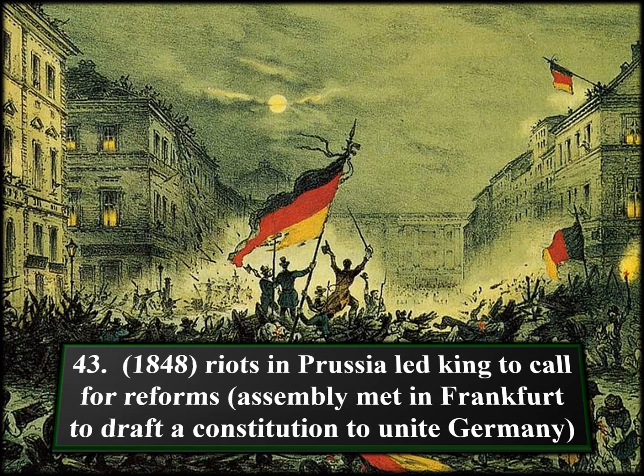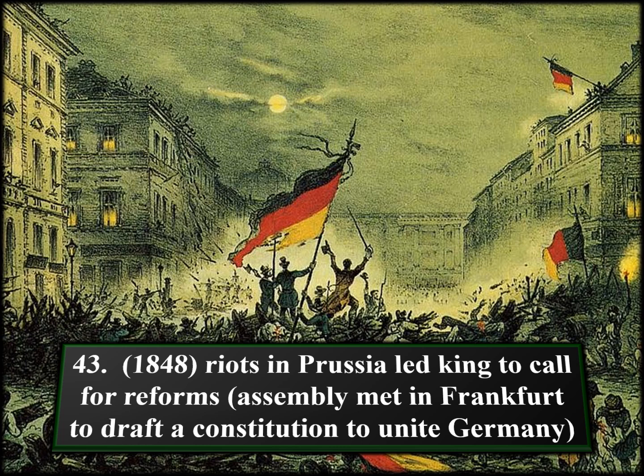Now, our last little experiment with the 1848 revolutions, we need to talk about Prussia, in the German Confederation. In 1848, riots in Prussia led the King of Prussia to call for some reforms, trying to stave off a complete disaster. He allowed an assembly to meet in Frankfurt to draft a constitution and perhaps unite Germany. However, he did not want Germany united as a constitutional monarchy because he, Frederick William, was no constitutional monarch. He did not want to give up his absolute power.